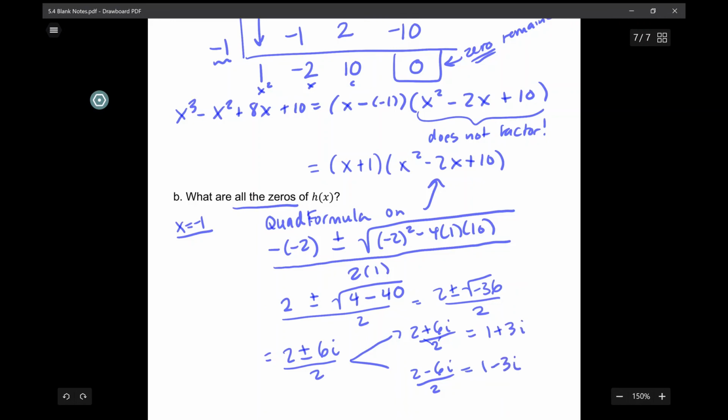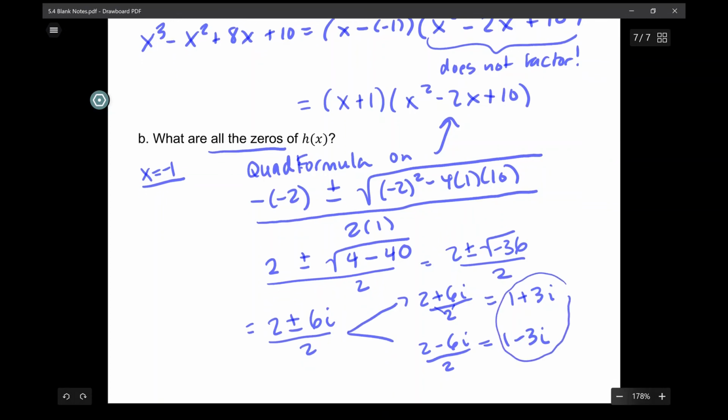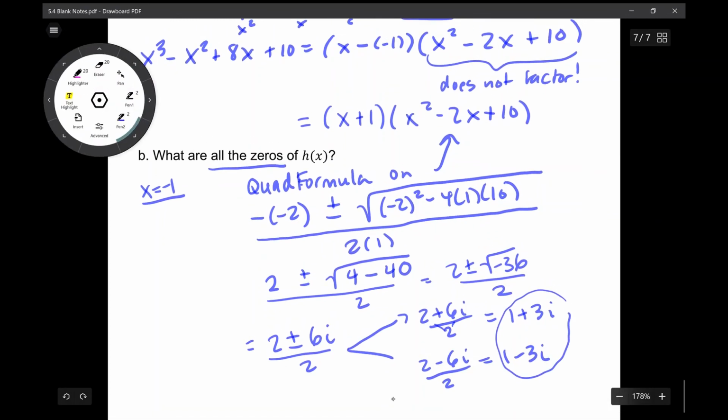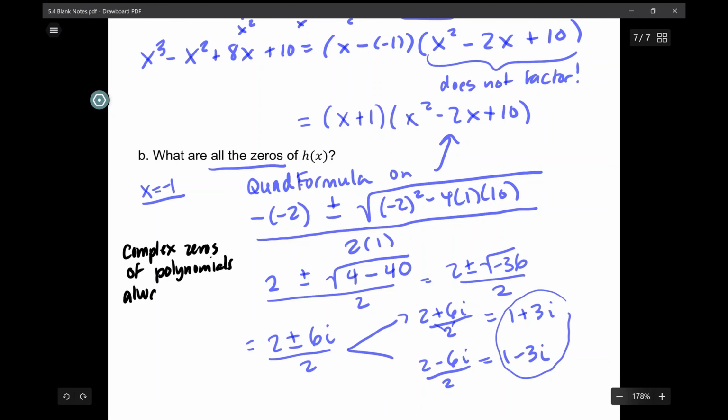And here's a little rule for you to remember. Complex zeros of polynomials always come in conjugate pairs. Okay, let me write that down. I'm out of space. I'm going to write it over here in black. Complex zeros of polynomials always come in conjugate pairs. What the heck does that mean? It's a big sentence. It means that if 1 plus 3i is one of your zeros, 1 minus 3i is going to be the other zero.